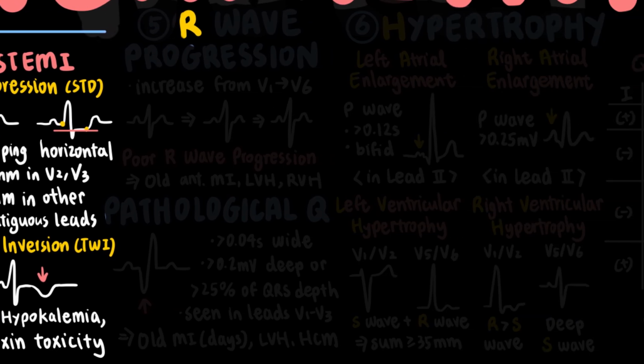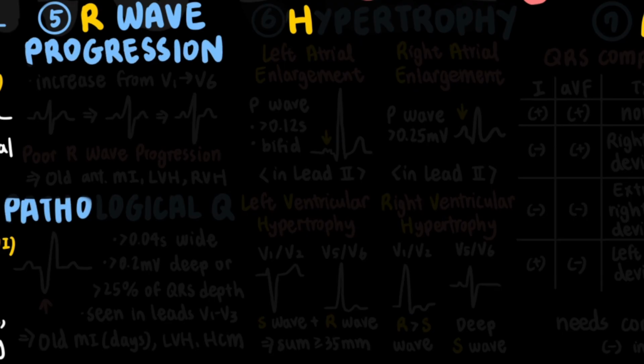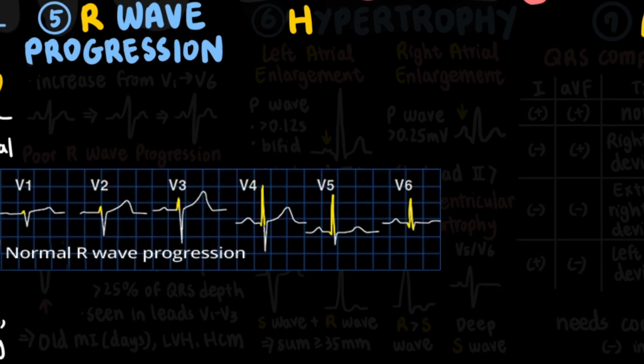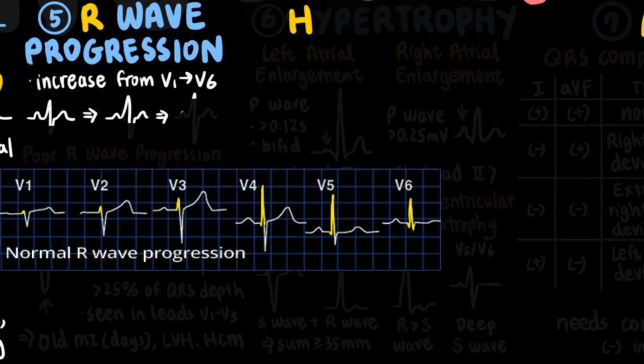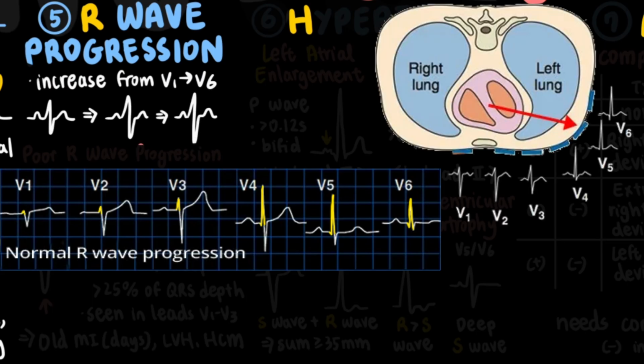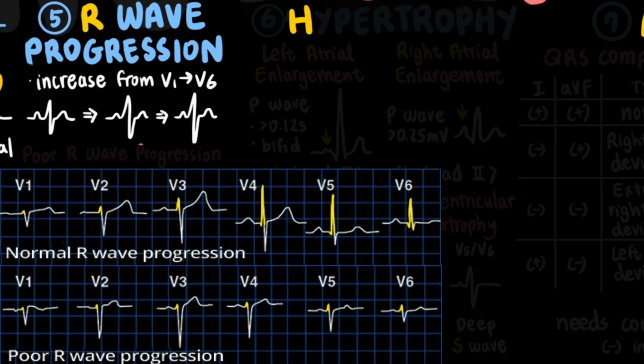Next up in our mnemonic is R for R-wave progression and pathological Q waves. Under normal circumstances, the R-wave amplitude increases gradually from lead V1 through V6. It reflects the direction of ventricular depolarization. The electrical impulse moves from the right side of the heart toward the left ventricle, which has much more muscle mass. But when this pattern is disrupted, we call it poor R-wave progression.